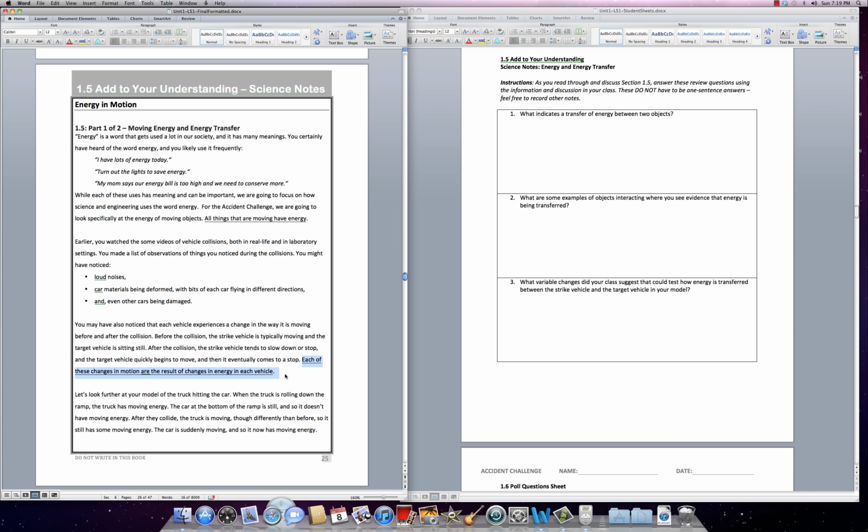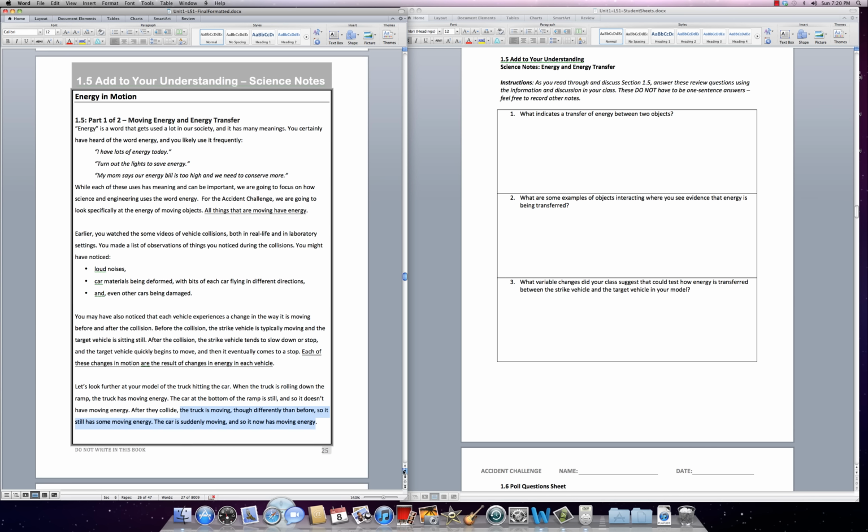Now, if we continue to look at our model of our truck, which is our strike vehicle, hitting the car, we also looked in our investigation at how the truck is rolling down the ramp. The truck has moving energy. It is in motion at this point. The car at the bottom of the ramp is stopped, so it does not have moving energy. However, after they collide, the truck and the car are both moving, and so they both have moving energy. Although the truck is moving, it did also have a change in some of that moving energy.